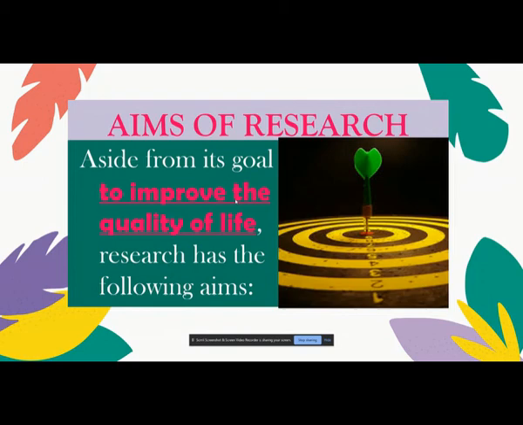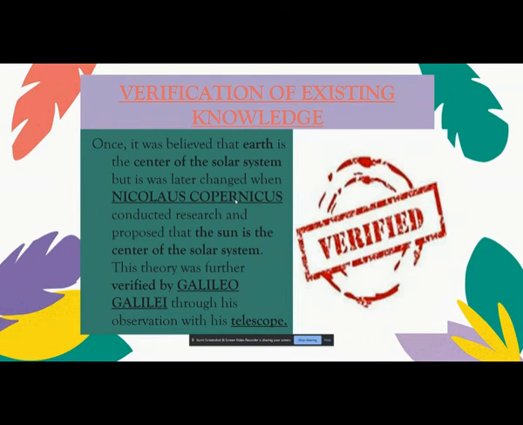Aside from its goal, which is to improve the quality of life, research has the following aims. It can verify existing knowledge. Once it was believed that the Earth is the center of the solar system, but it was later changed when the explorer Nicolaus Copernicus conducted research and proposed that the sun is the center of the solar system. This theory was further verified by Galileo Galilei through his observation with his telescope. Meaning to say, it is a verification of the existing knowledge.